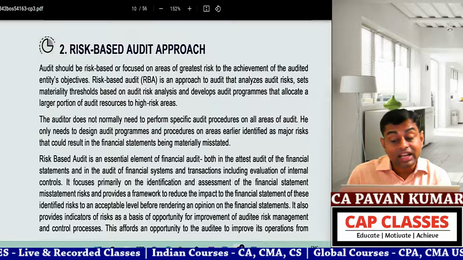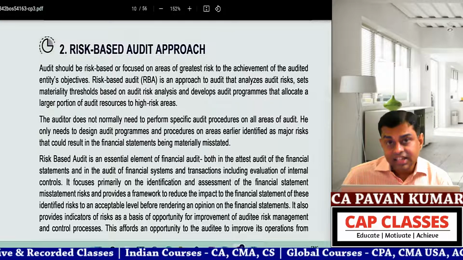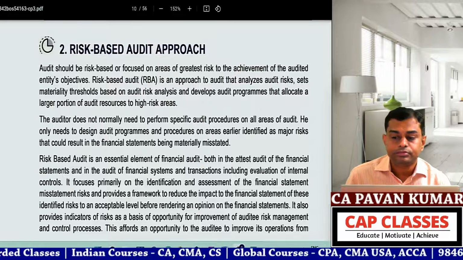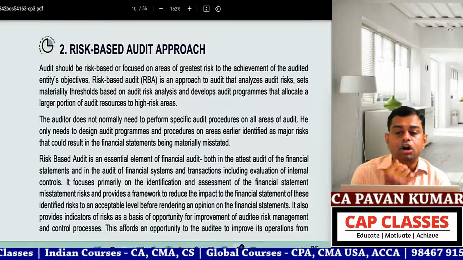Okay. Now put a star mark. This comes both in MCQs, case studies, and it can also be a descriptive question. Risk-based audit approach.